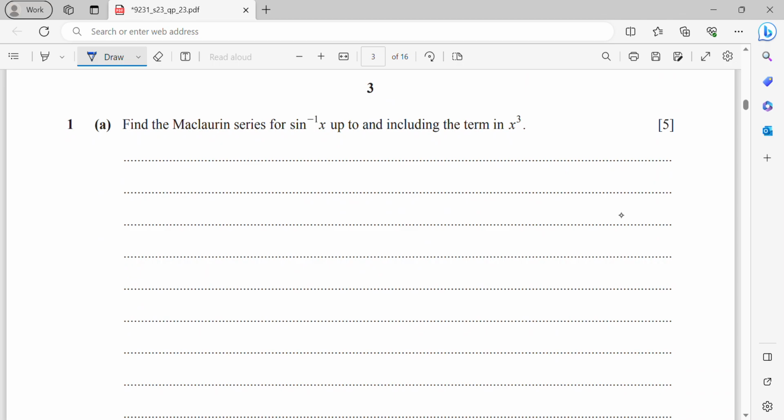Now, first question is find the Maclaurin series for inverse sine x up to and including the term in x cubed. So Maclaurin series means that we need to differentiate third time because of x cubed and let the x be 0. So now I will let f(x) equals inverse sine x. Then my f(0) will be inverse sine 0. When you need to calculate this value, please change the mode of calculator to radians. Then you get 0.